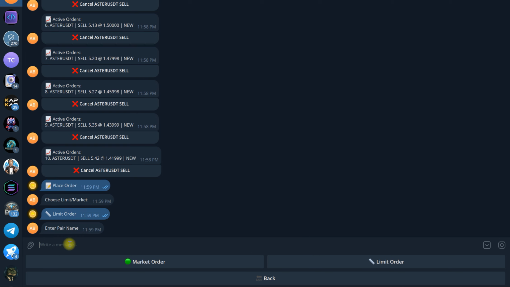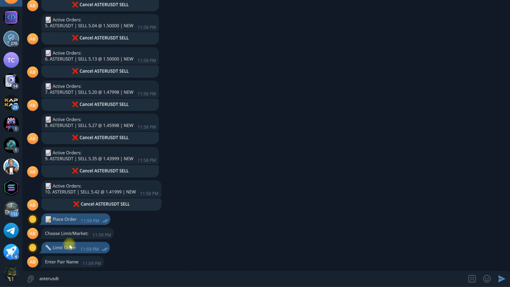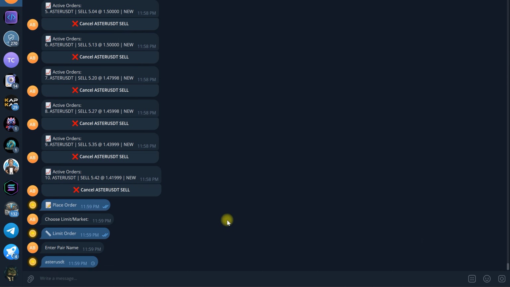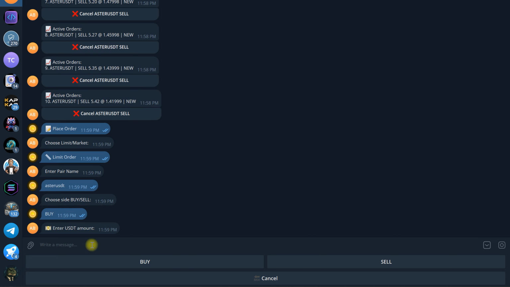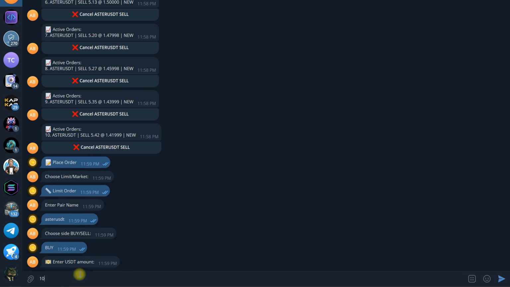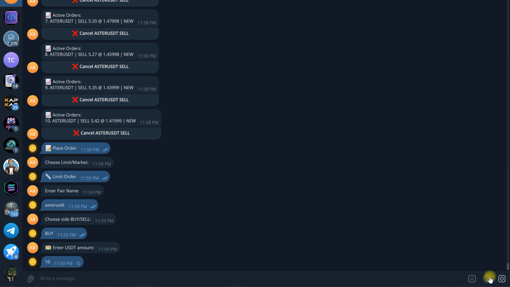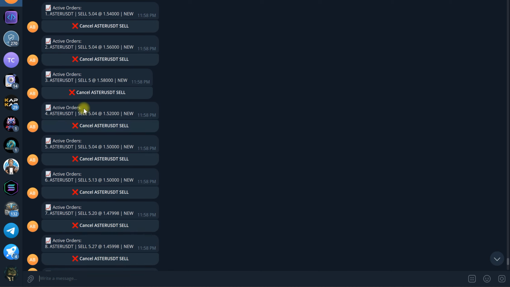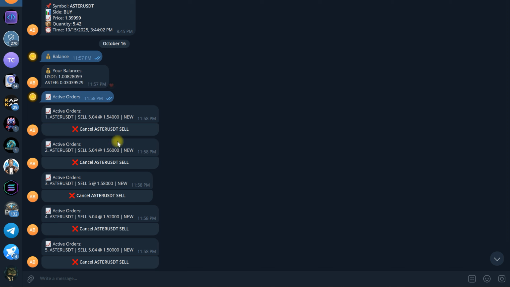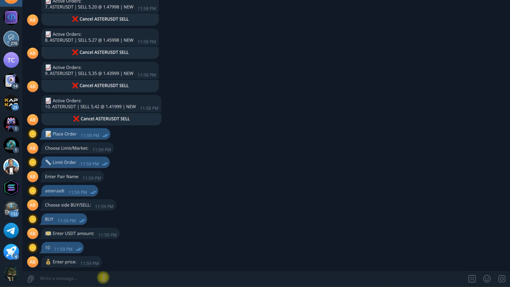So we will enter the name, like Aster USDT. Now it asks whether you want to buy or sell. Let me enter an amount of 10 USDT that I want to buy. The final stage, enter the price. Right now we don't have enough balance, we have only 1 USDT. Let me enter 1.20. At the price of 1.20 I want to buy $10 of Aster.